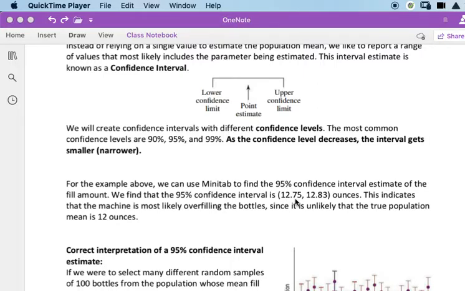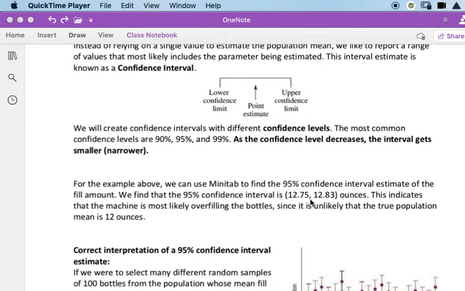So for the problem above, if we use Minitab to find the 95% confidence interval estimate, we find that it's 12.75 to 12.83 ounces. So what this tells us is that if the bottles are supposed to be filled with 12 ounces of liquid, the machine is probably not working because we're 95% confident that the mean value of all bottles is between 12.75 and 12.83. So a lot of times with these problems, when you're doing the interpreting part, you're going to be looking to see if the value that you're looking for is contained in the interval. In this case, it's not because 12 is not between 12.75 and 12.83.